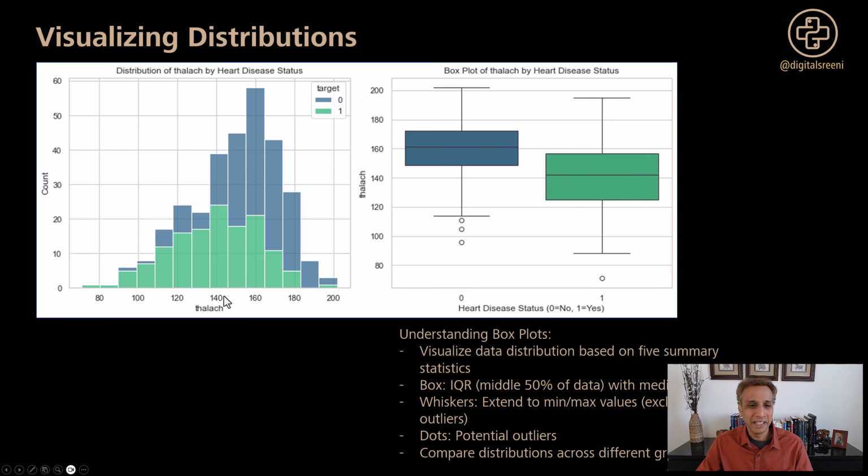Let's say the heart rate, and the green, which is with heart disease, is showing a slightly lower median value compared to the 0, the people with no heart disease. So visually, you can say the green one is slightly to the left and the bluish one is slightly to the right. Now, are they statistically different? We need to run a test, a t-test or something, which we'll do in the next tutorial. But visually, you can tell that there is a slight difference.